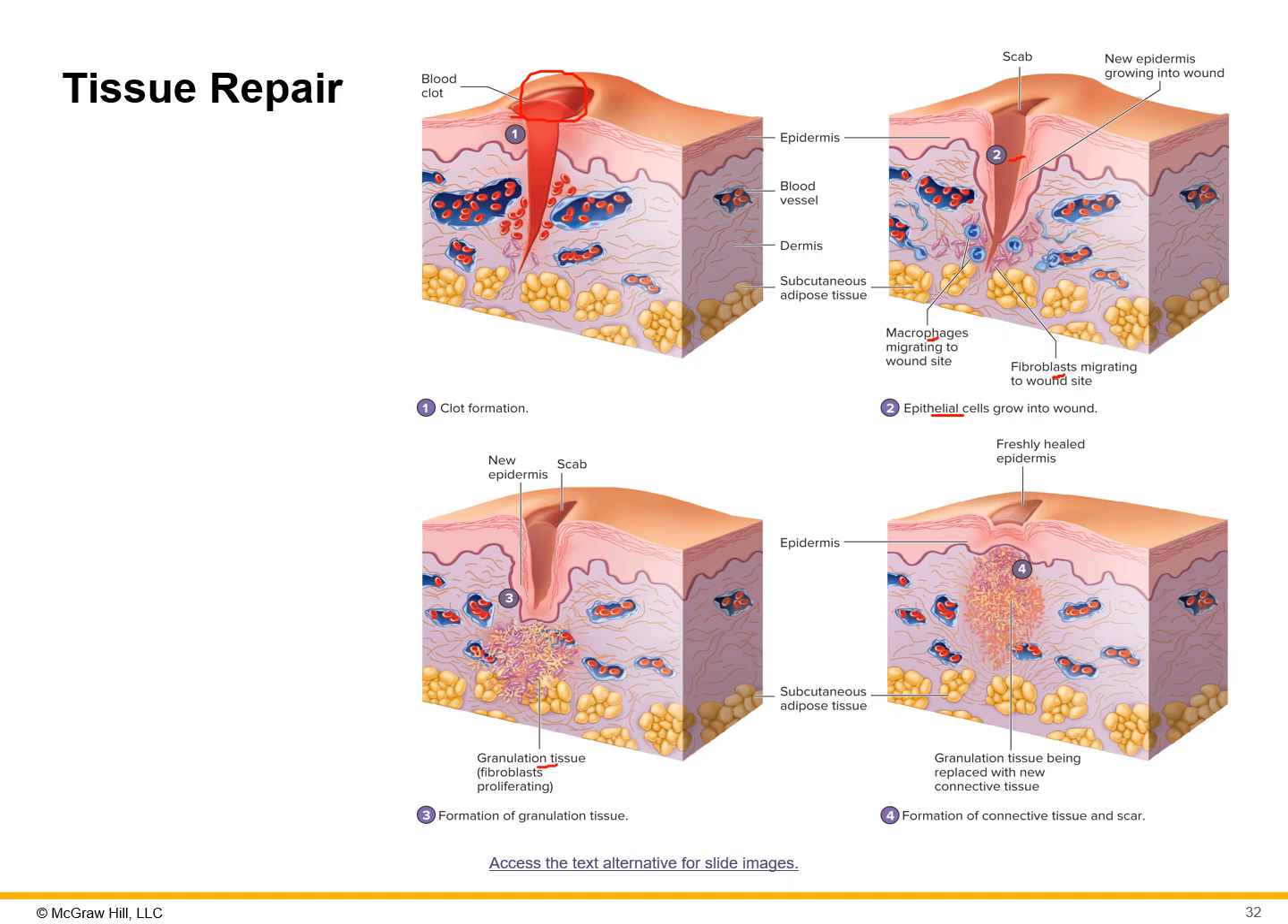And then that granulation tissue comes in. Those fibroblasts start proliferating and growing to form that tissue. And then ultimately, connective tissue and scar tissue gets formed.